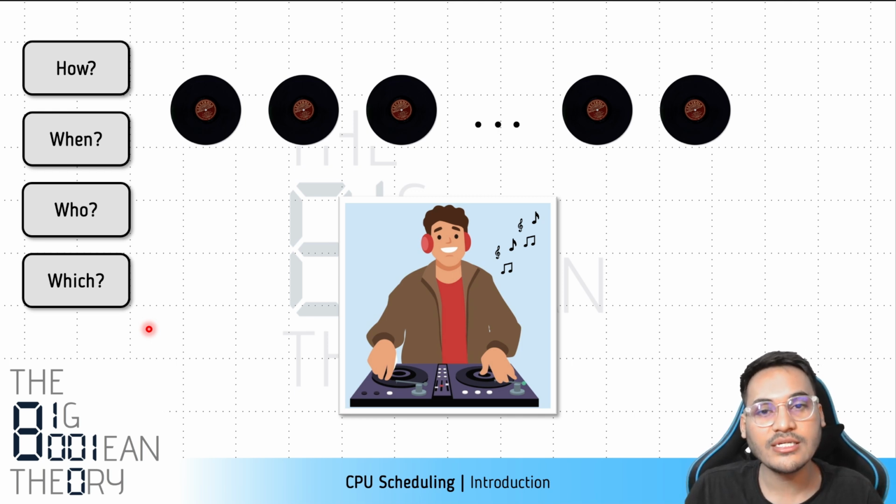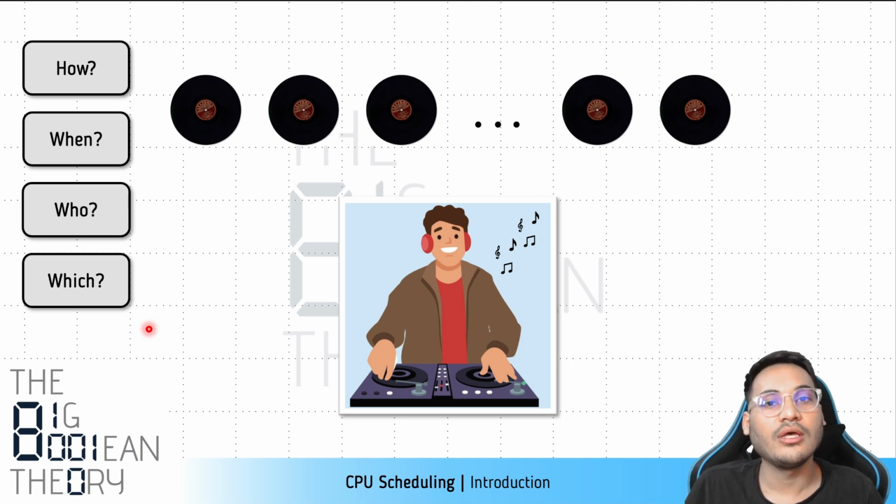So I hope this correlation helps you to understand the questions that you need to answer in the context of CPU scheduling. This music DJ analogy is a simpler one, right? You correlate the things that we are trying to answer in order to implement the overall CPU scheduling, right? So guys, this was about this analogy, and this was about this video.